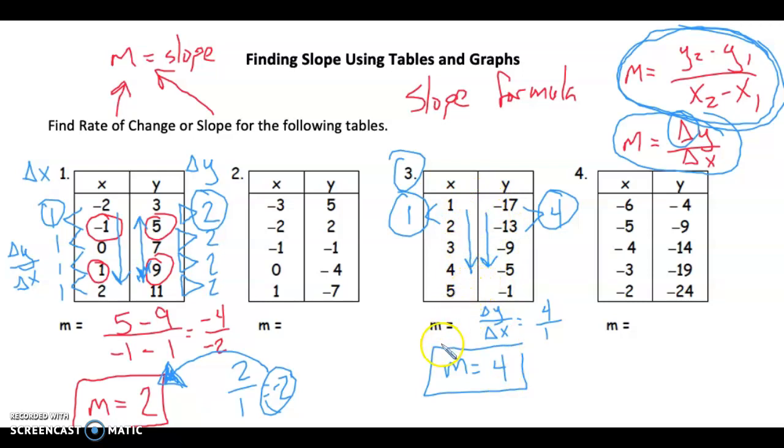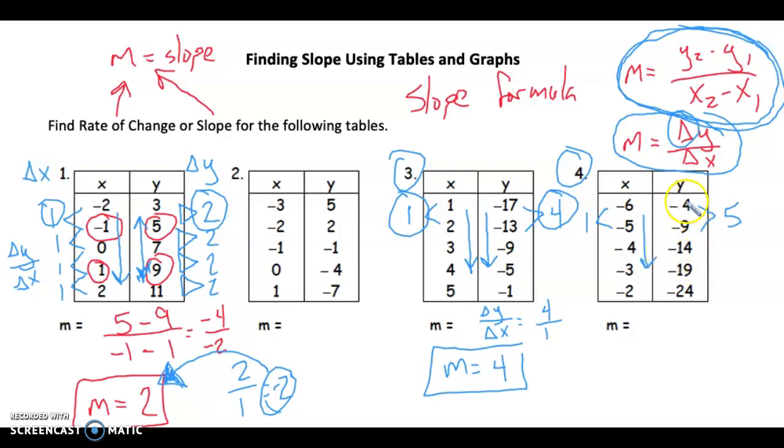Now let's check number 4 real quick. Doing the same thing, first differences. -6 to -5 is a difference of 1. -4 to -9 is a jump of 5. Let's see, -6, -5, -4, increasing going in this direction. And over here, it's actually decreasing.